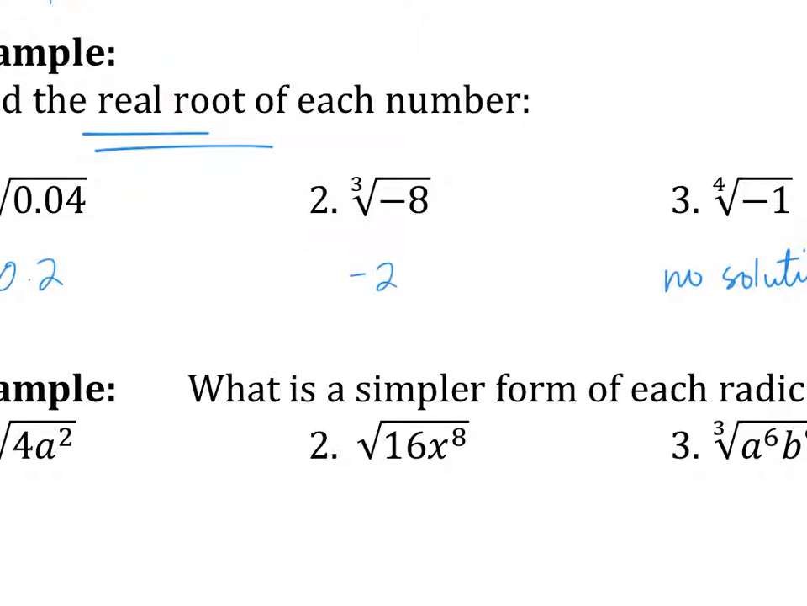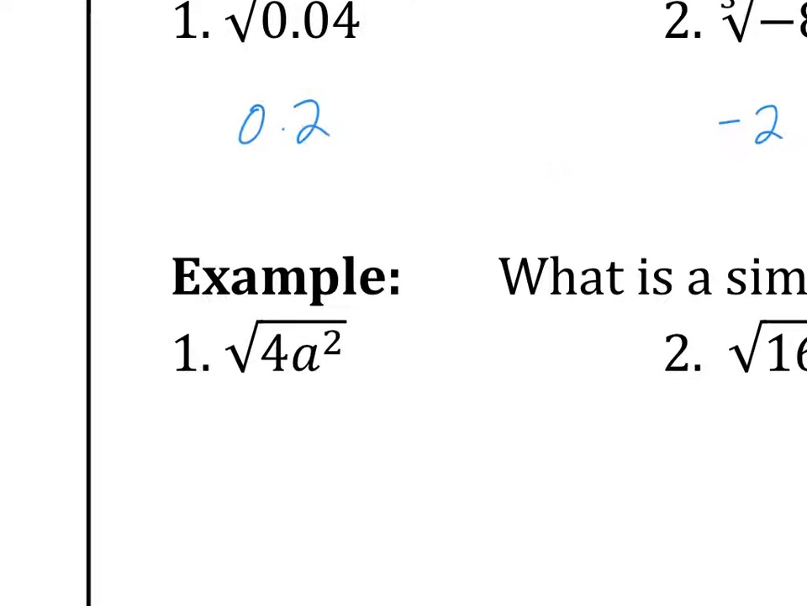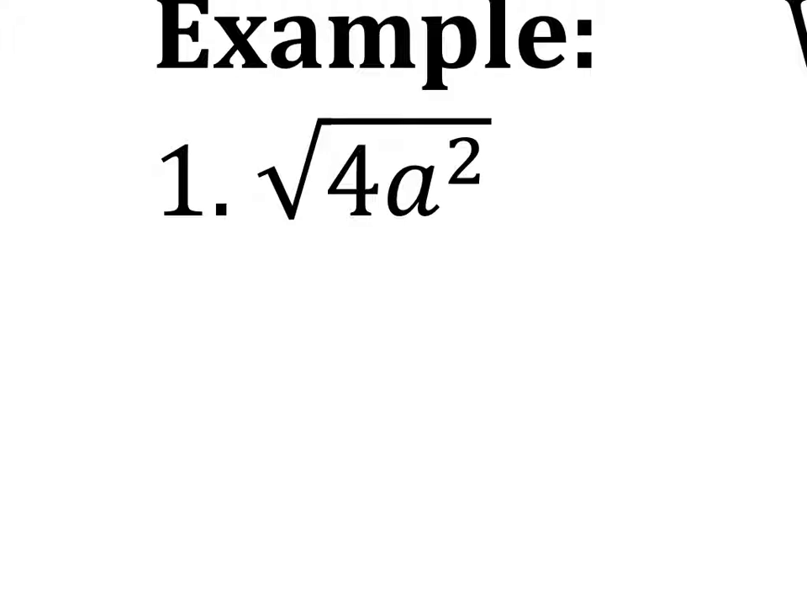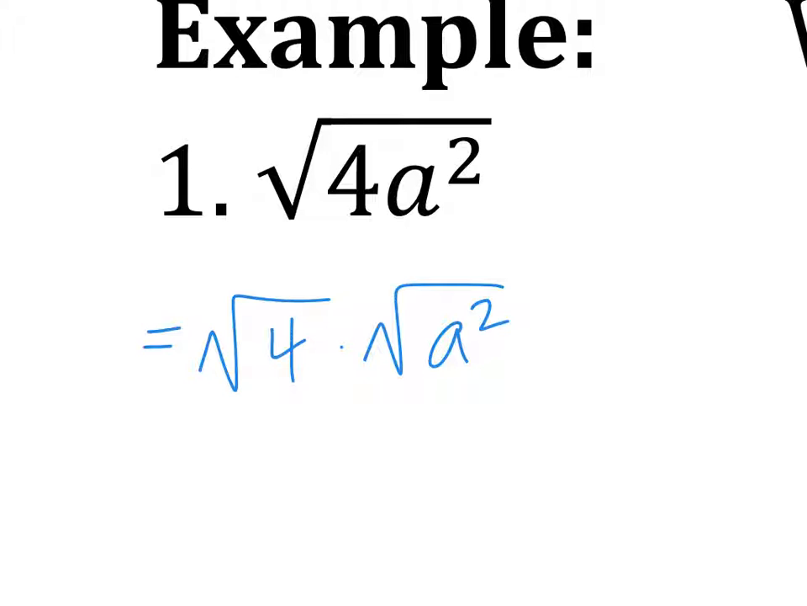All right. What is the simpler form of each radical expression? Square root of 4a squared. Okay, if you're not really sure how to do this, what you want to do is split the square root. If anything inside the radicand is multiplied, you can split it like this. If it's added or subtracted, no, you cannot do that. If it's multiplied, you can split it.